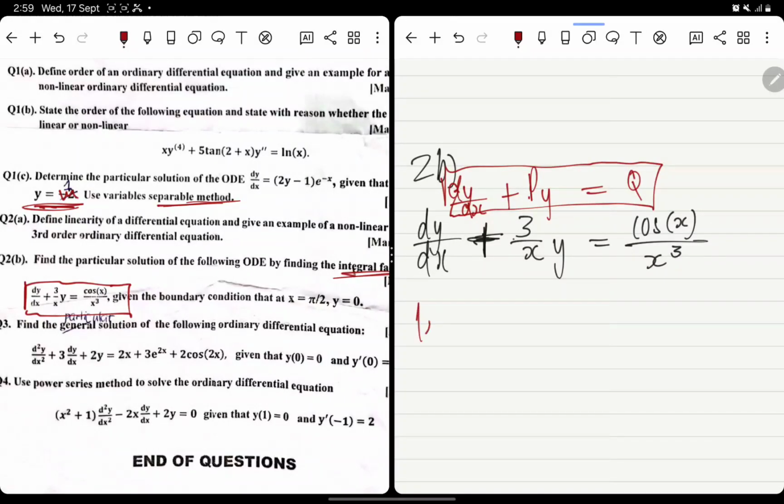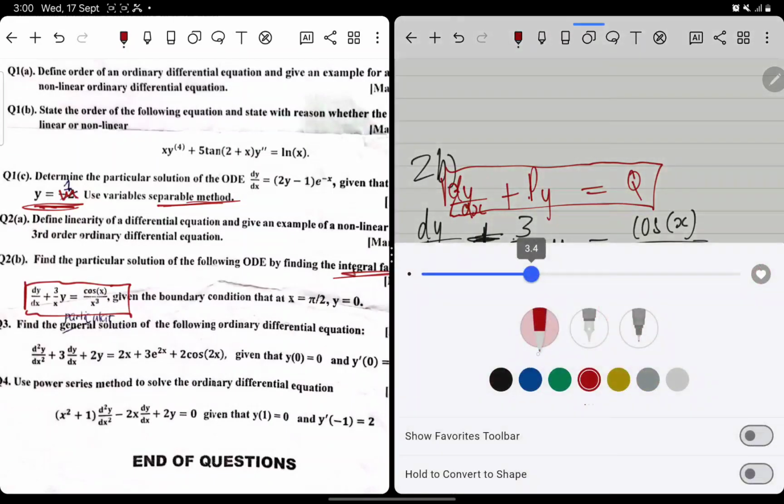So now you're going to come below and say, let p be equal to 3 over x, because p is the number before y. It is whatever is before y. It is 3 over x, right? Then you're going to say q is equal to the other thing, cos x divided by x cubed. We're going to use them both. Okay, so what are you now going to do?